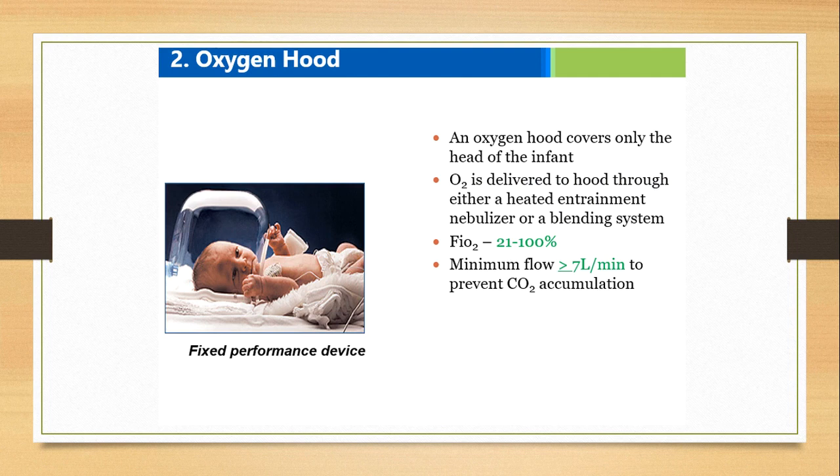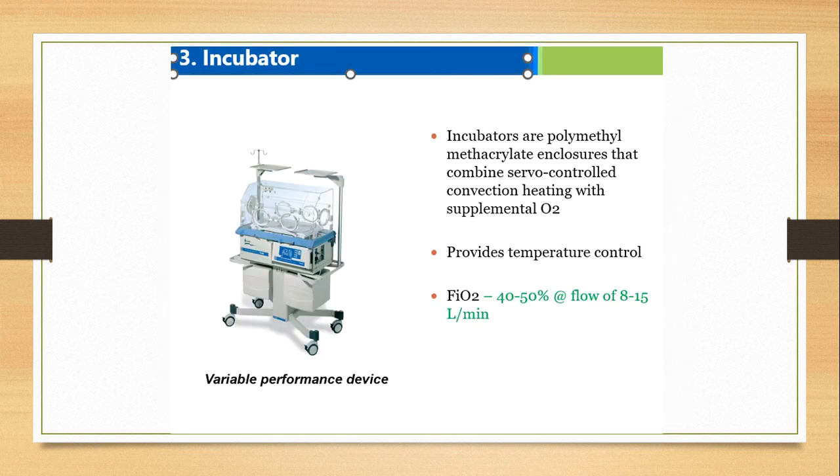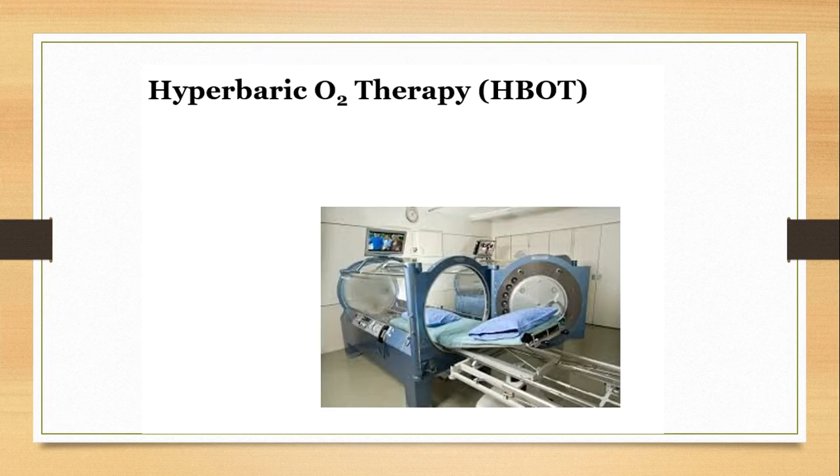High FiO2s of up to 100% can be delivered through this, and a minimum flow of 7 liters is required to prevent carbon dioxide accumulation. The purpose of these enclosure devices was just to familiarize you once. Incubators, again used for very small kids, can achieve FiO2s of about 40 to 50%, and a flow rate of about 8 to 15 liters per minute is required. Coming to hyperbaric oxygen therapy.